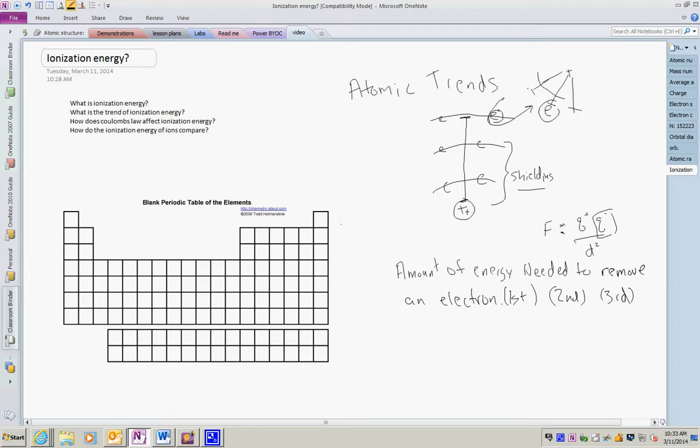As atoms go down, they get larger. That should be apparent from the last video. Because the distance increases, the force holding the electron drops, so the energy needed to remove it drops. So ionization energy is going to increase in this direction, going up. And why? Simply because it's a smaller atom. Therefore, it takes more energy to remove.